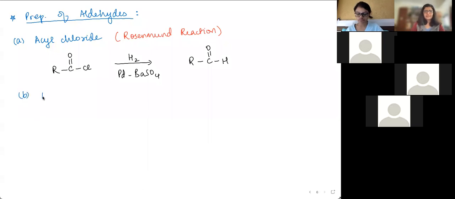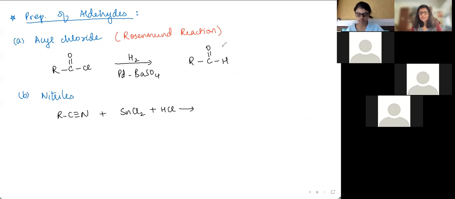Okay, next we have nitriles. In the case of nitriles, we have a couple of reactions. First, if we take a nitrile, do you remember the structure of a nitrile? Isn't nitrile CN? Yes, so C triple bond N. This is a nitrile. If the reagent you use is stannous chloride in the presence of HCl, this first turns into an imine.